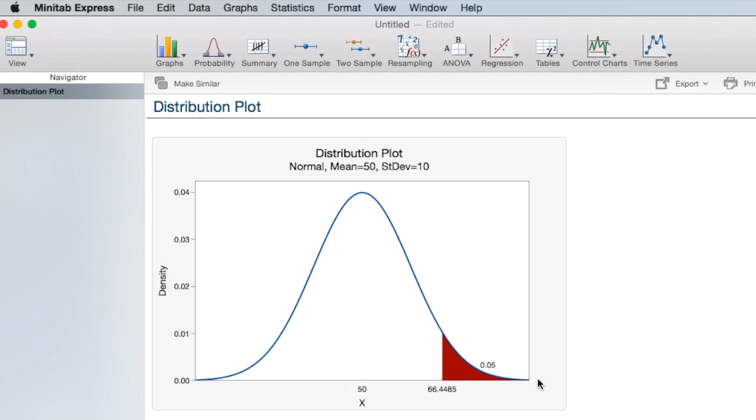This will give us a probability distribution plot, and we can see that the shaded region is 0.05. So in this plot, we have the top 5% versus the bottom 95%. And the score that separates the top 5% is 66.4485.